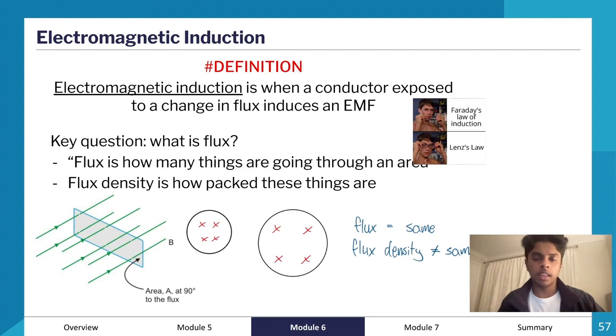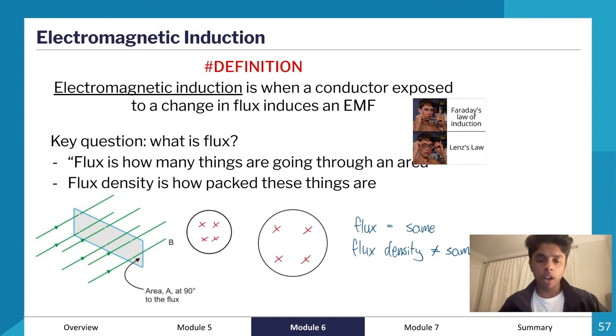Electromagnetic induction is when a conductor exposed to a change in flux induces an EMF, right? A conductor which is exposed to a change in flux induces an EMF. So then the key question is, what is flux? Flux is basically how many lines are going through an area. And flux density is how packed these things are.